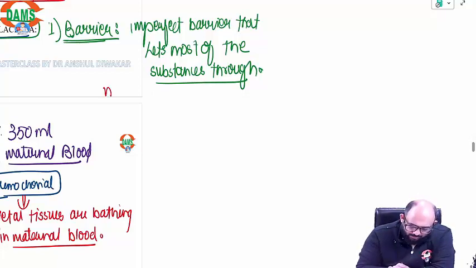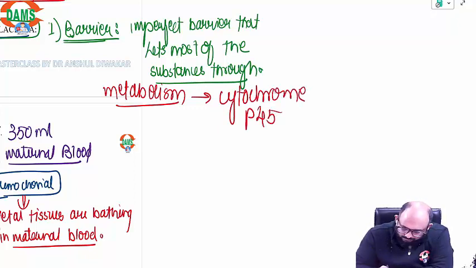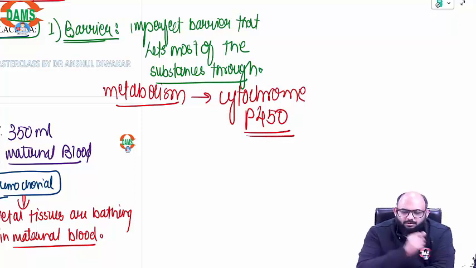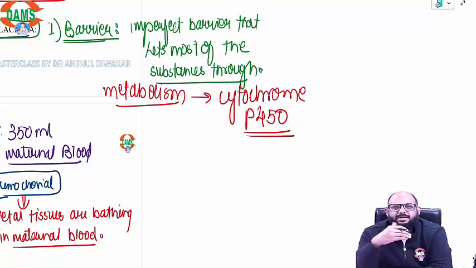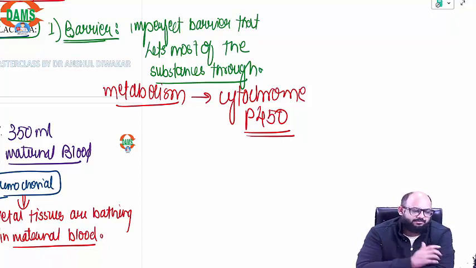It also has metabolic capacity. Placenta has embedded cytochrome P450 enzyme that will decrease some drugs in reaching the fetal circulation. Okay, that is for metabolism.